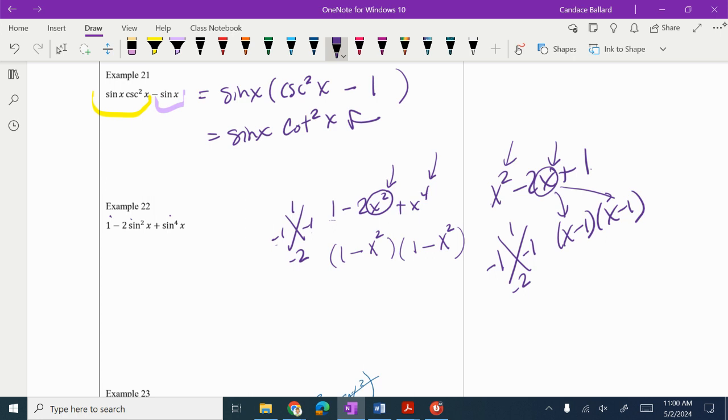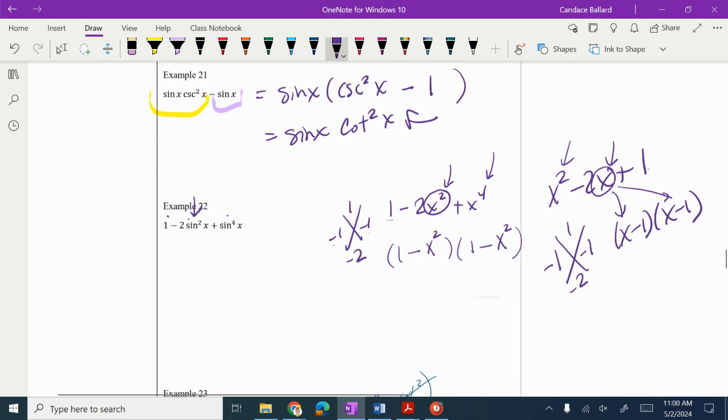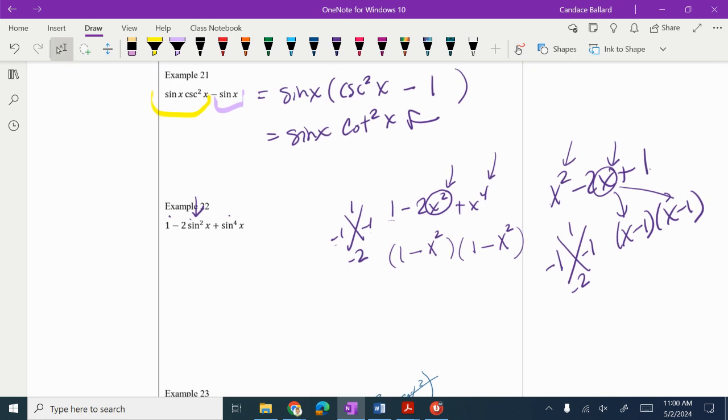Instead of writing x squared and x squared, guess what I'm going to write? Sine. Okay, sine squared and sine squared. Okay, so when I factor this, it's 1 minus sine squared x times 1 minus sine squared x. Sometimes we have to make a model for the math problem to make it easier for us to see. And that's what we just did there. We took it to something we knew.